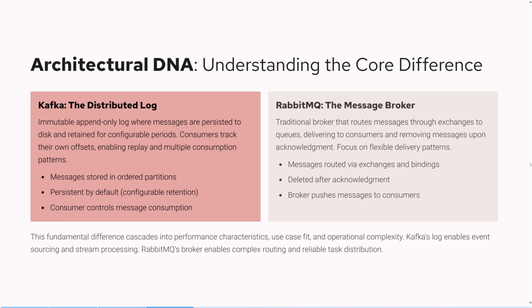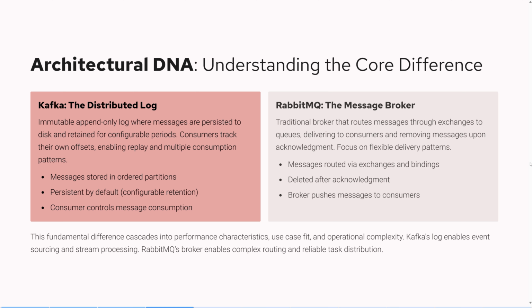At the heart of this comparison is a fundamental architectural distinction. Kafka is built as a distributed, immutable, append-only log. Every message is written to disk and retained for a configurable period of time. Consumers don't remove messages when they read them. Instead, each consumer keeps track of its own position, called an offset. This means the same data can be consumed multiple times by different consumers, or even replayed later. For example, an order-created event can be read by a billing service, an analytics pipeline, and a fraud detection system independently, all without interfering with each other.